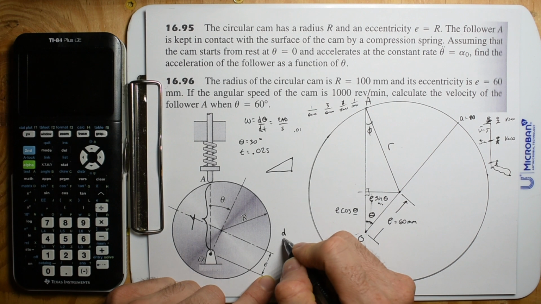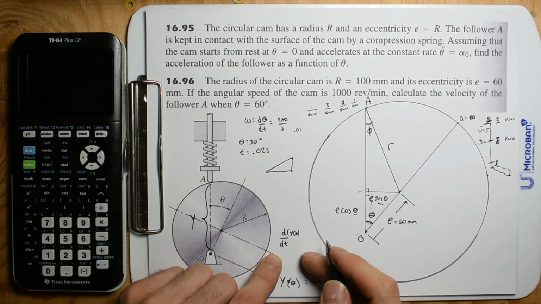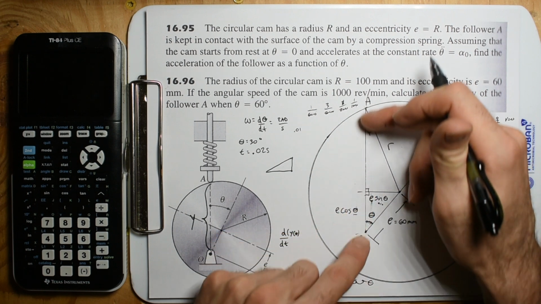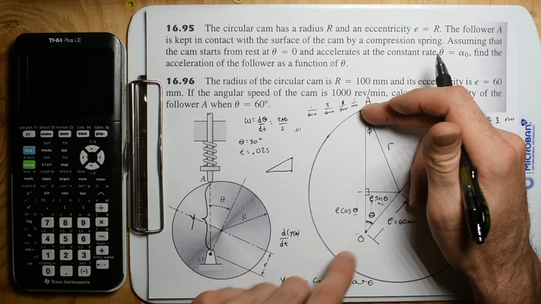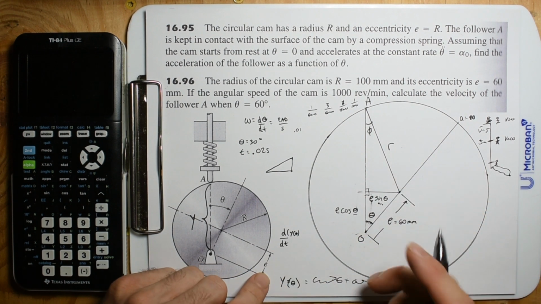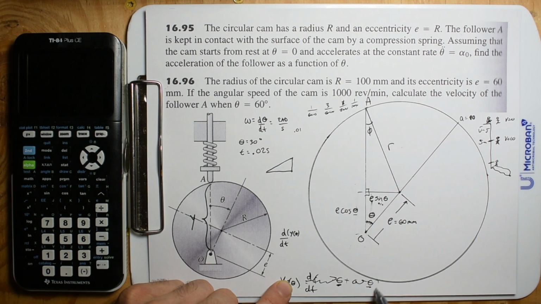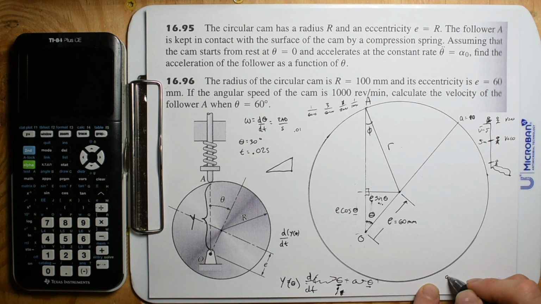We're going to take dy of theta dt. The change in this length per unit time is going to be the velocity of that slider. And then the equations are in terms of theta. So when we take the derivative d dt, I don't see a t here. I see a theta. So that's where you have to use the chain rule. You have to go d theta, all that jazz theta, all that jazz theta.